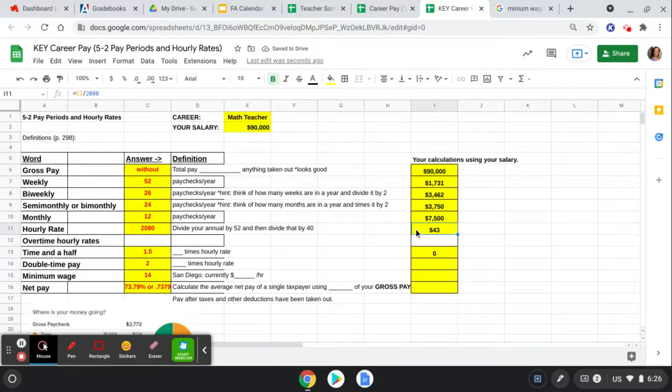E11. Why isn't that working? Oh, I11. Just kidding. Okay, so in time and a half, I would make $65 an hour. If my original hourly was $43 an hour, 1.5 times that is this. Next, for double time, we're going to say equals 2 times I11.